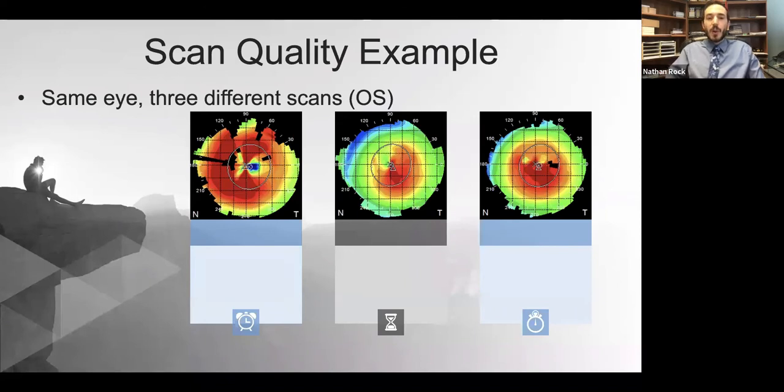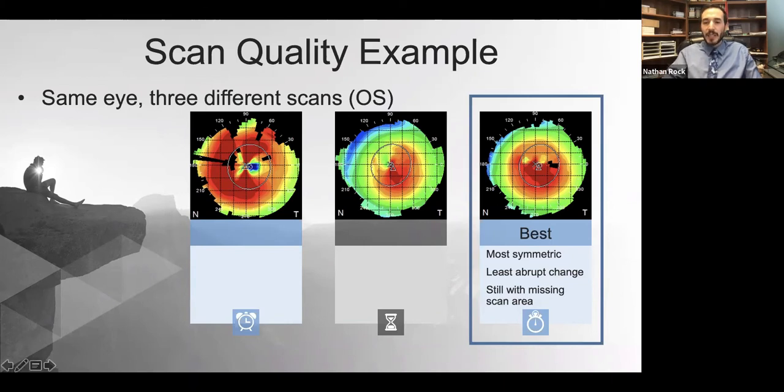So examples of scan quality here. This is the same eye, 3 different scans. Very important, this patient has undergone hyperopic LASIK, so we do expect a very significant steepening in the center. When I look at these, there's one that's just totally unreliable, and I would say 2 that are fair. I personally grade this one being the best. It shows the most symmetry, which is kind of how I usually choose. Least abrupt changes in the cornea. Like this one that's fair, there's an abrupt change that doesn't seem likely to be anatomical. The only thing about this one, even the very best scan still has a missing scan area, which is represented by this black box. So in an ideal setting, we would actually repeat these again.